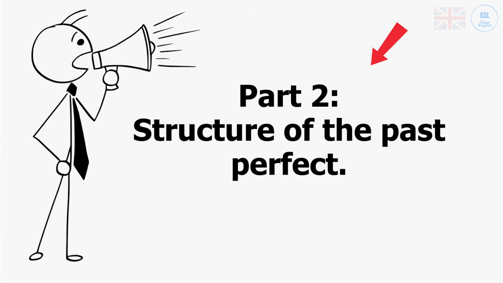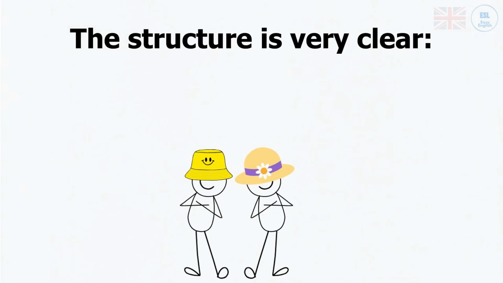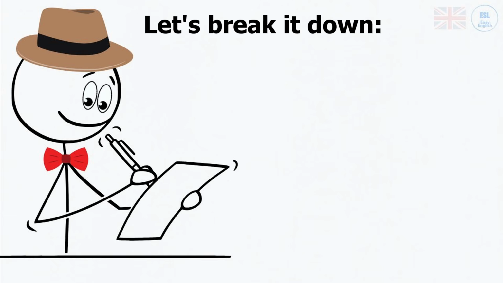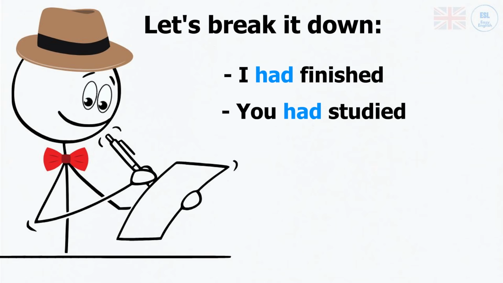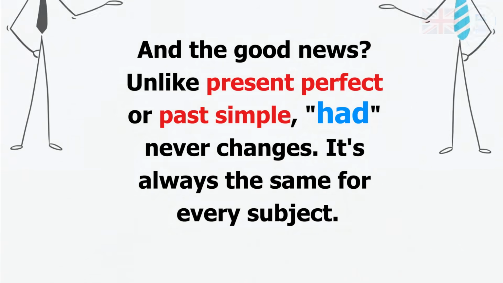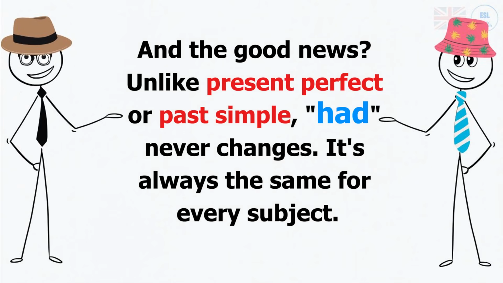Part 2. Structure of the past perfect. The structure is very clear. Subject plus had plus past participle. Let's break it down. I had finished. You had studied. He, she, it had worked. We had walked. They had played. And the good news? Unlike present perfect or past simple, had never changes. It's always the same for every subject.